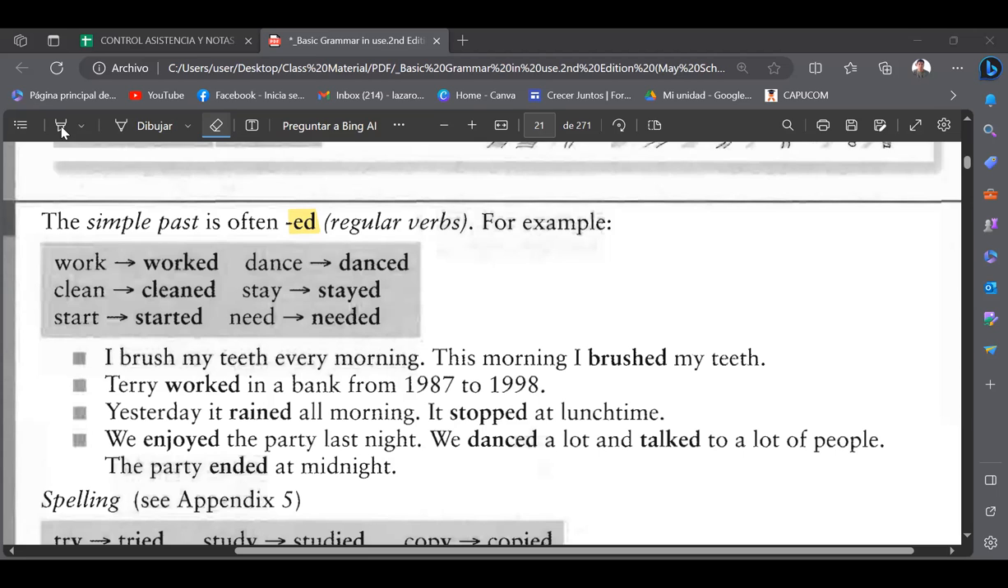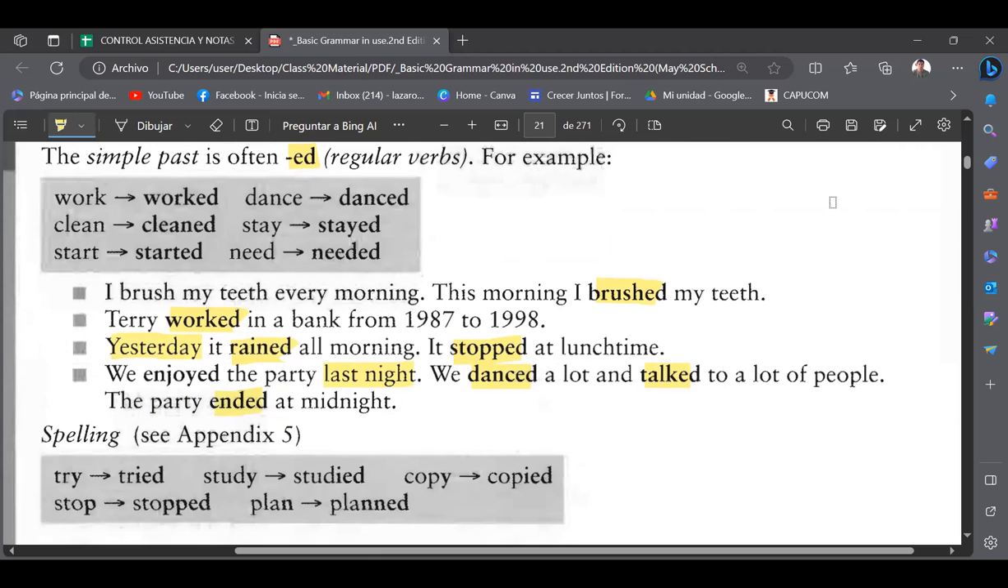Okay, so if you notice, what are we using here? We are using regular verbs: worked, rained, brushed, stopped, danced, talked, ended. All of these are regular verbs. Also, you have expressions like yesterday, last night, and midnight.